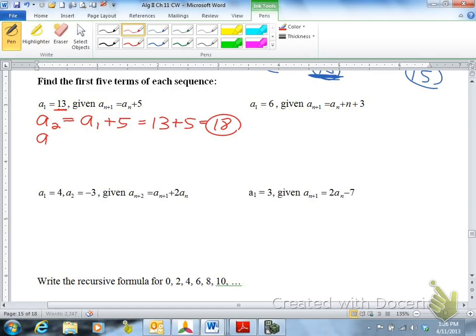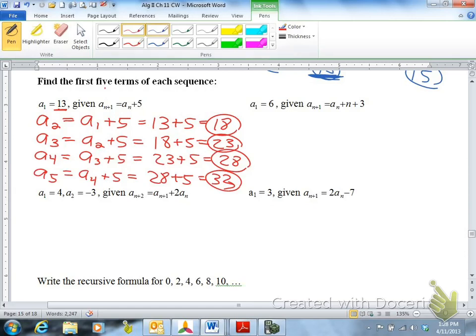A sub 3, you need the term before a sub 3, which is a sub 2. A sub 2 plus 5. A sub 2 isn't in the directions. Gasp, what do I do? Well, I just found a sub 2. It's right here, 18. 18 plus 5 is 23. So pause this video and see if you could try to find a sub 4.